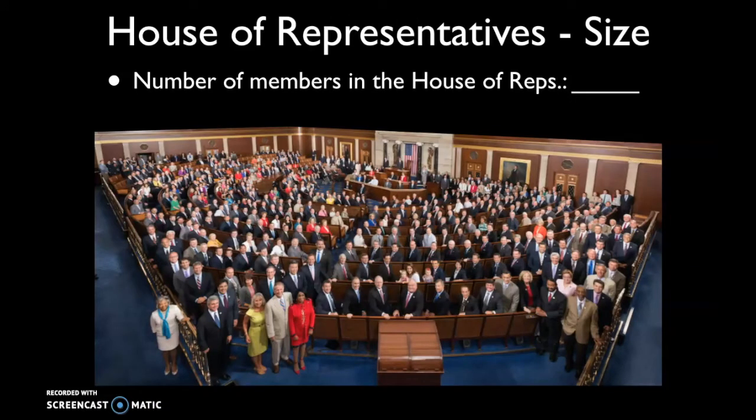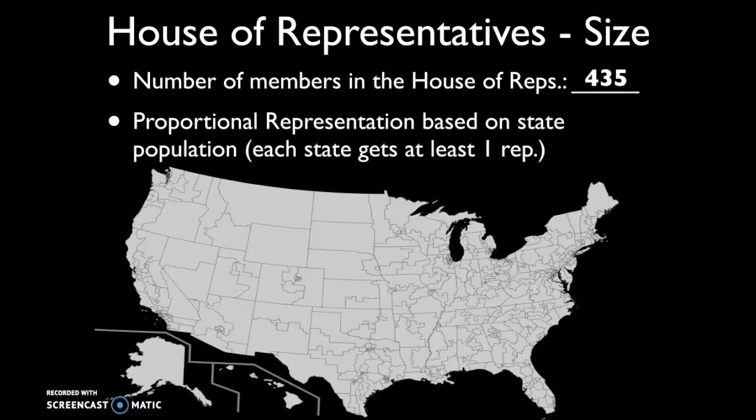So here's a picture of the House of Representatives. Can you count how many members there are there? All right, I'll give you some help. There are 435 members in the House of Representatives. In the House, there is proportional representation, which means representation is determined based upon state population. Each state gets at least one representative.